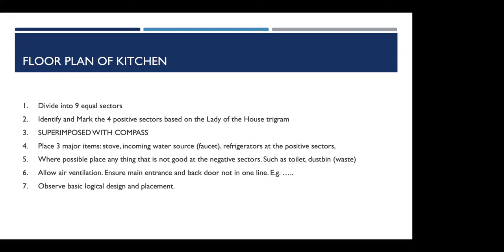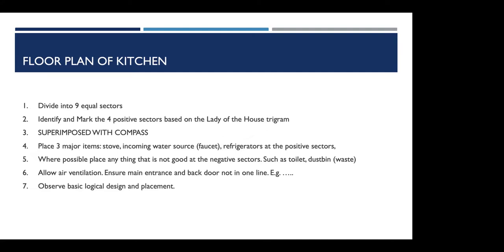Where possible, place anything that is not good at the negative sector, such as the toilet and dustbin. Because in any space, if there are four positive sectors, there are always four negative ones. So of course, don't put your toilet bowl on the positive sector, right? You don't use it every day there, right? So we place it in the negative sector.